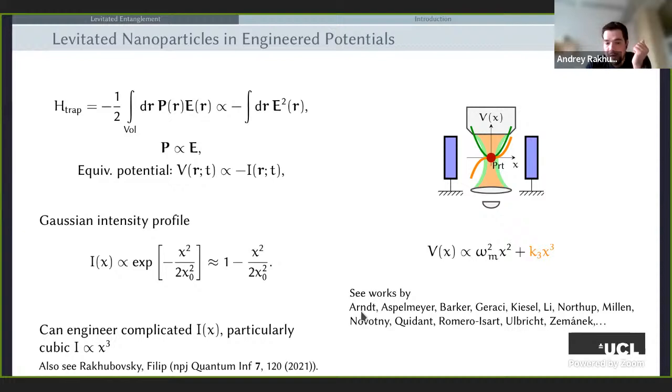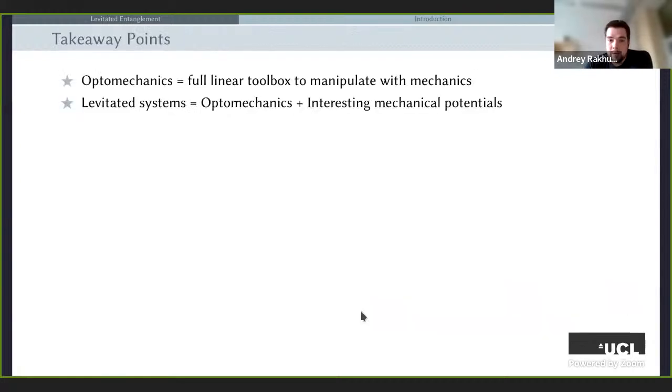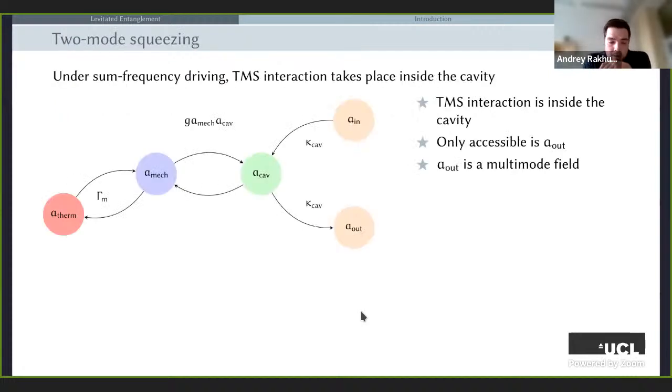If we switch off the tweezer, we can turn our harmonic oscillator into a free-falling particle, and this is an opportunity which I think is basically unthinkable with clamped devices such as membranes or cantilevers. Moreover, we can be interested in nonlinear potentials such as a cubic one, a double-well one, or maybe even more complicated ones. This also enhances our interest in working with levitated systems. So the takeaway point is that levitated systems give us the full potential of optomechanics and also some new interesting potentials. Okay, so now to the main content of this work.